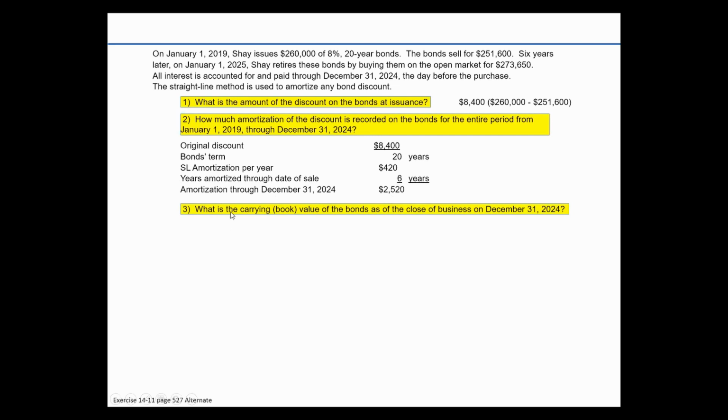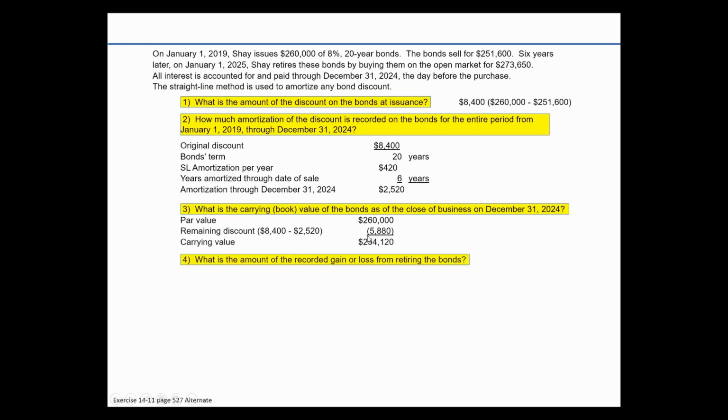And so we want to know then what the carrying or book value of the bonds as of the close of business on December 31st of 2024. So again, the par value was $260,000. The remaining discount, so you take $8,400 minus the amount that already had been amortized of $2,520, gives you $5,880. The carrying value then, if you subtract those, is $254,120.